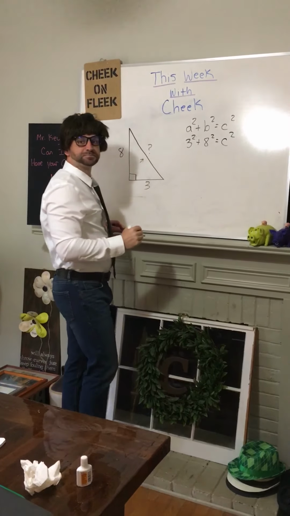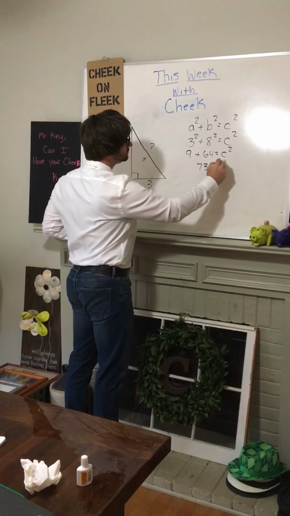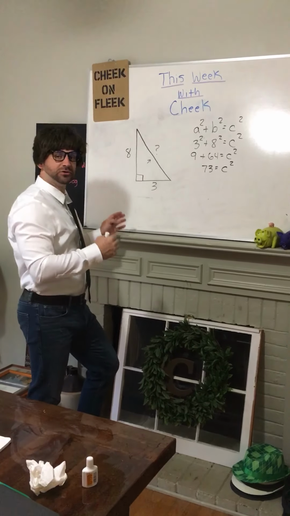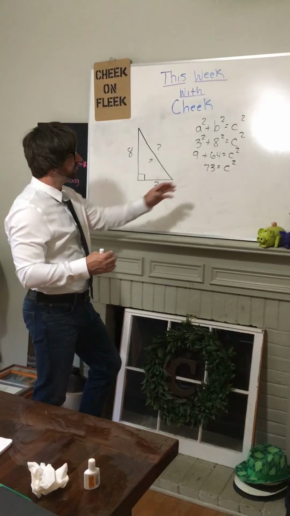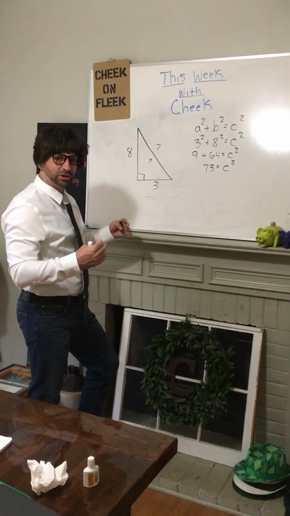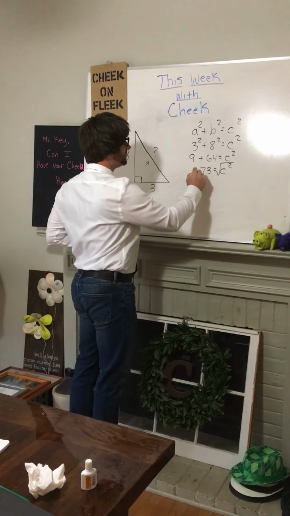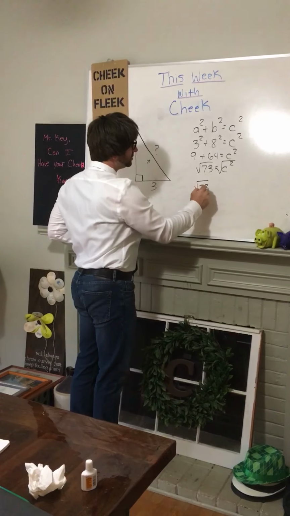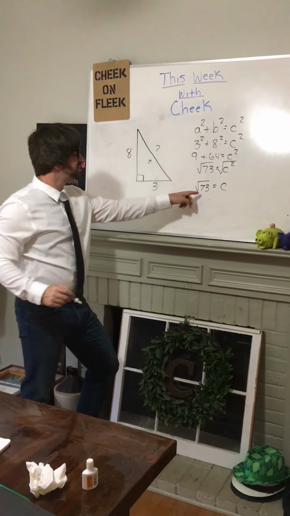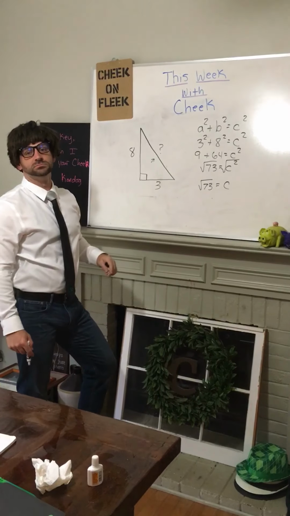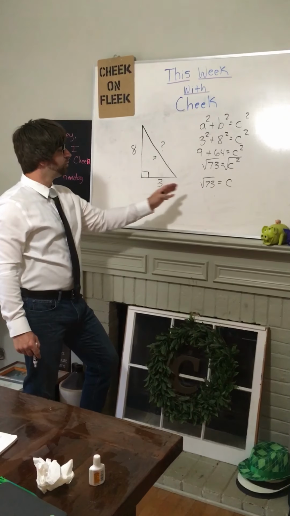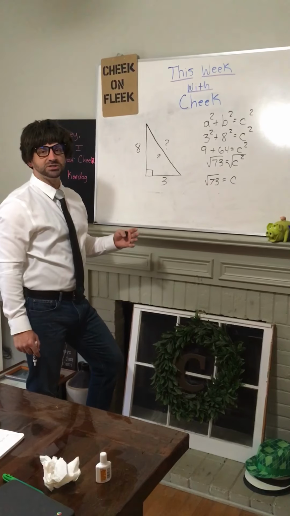Next, I'm going to square each one of the side lengths, giving me 9 plus 64. I'm going to add 9 and 64 to get 73. And now I've got to solve for c. I need to know what c is. And if we remember, the opposite of squaring a number is taking the square root. So I'm going to take the square root of both sides. And here you can see this is not a perfect square. So the square root of 73 is not going to give us a positive whole number.